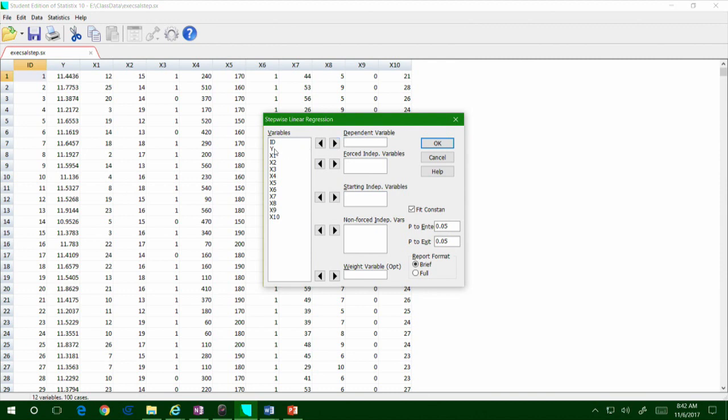Dependent variables, easiest, start there. Okay, Y goes at the top. Then go down to the bottom and put all the other X's at the bottom. So X1 through X10 are going to go into the non-forced box, meaning we're going to try them all. We're not going to force anything in, we're going to try them all. Okay? You do that, you click OK.